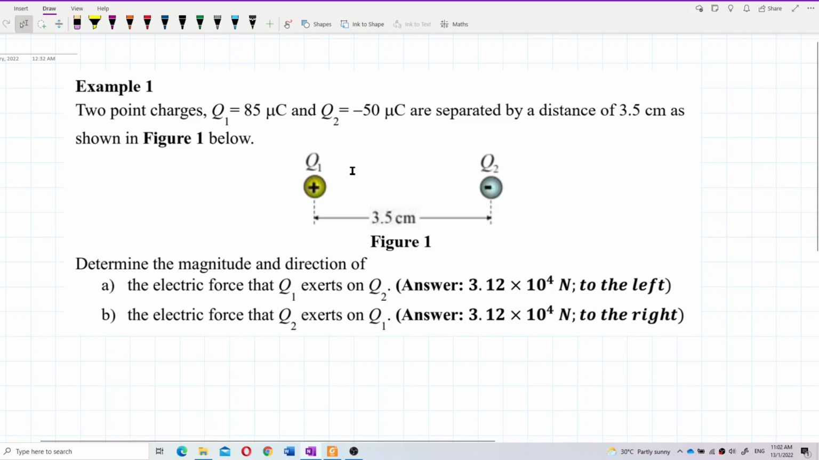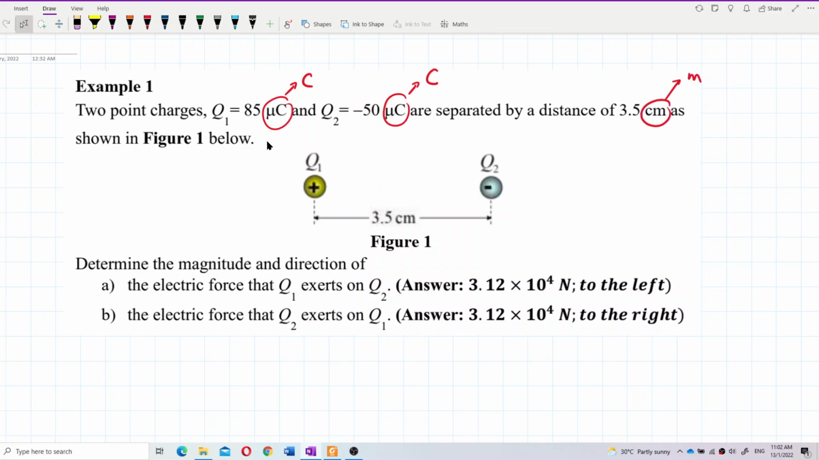Okay, good. So first of all, let's take note of all the units. Here is micro Coulomb. All these are micro Coulomb. You have to change to SI unit Coulomb, right? And this is centimeter. You need to change to SI unit meter.